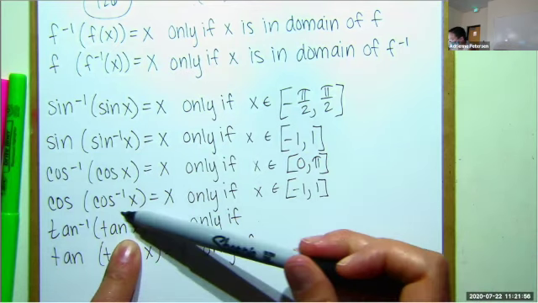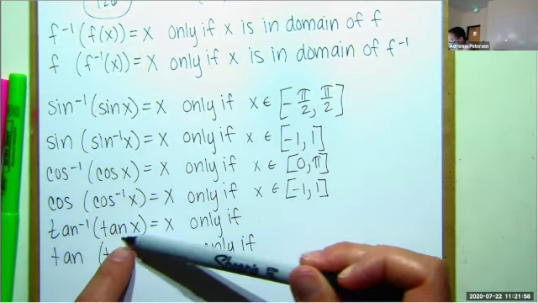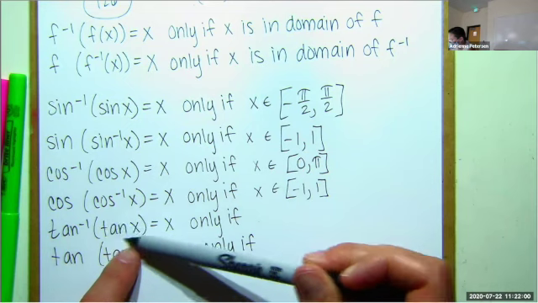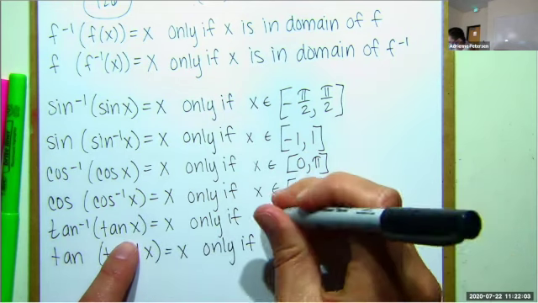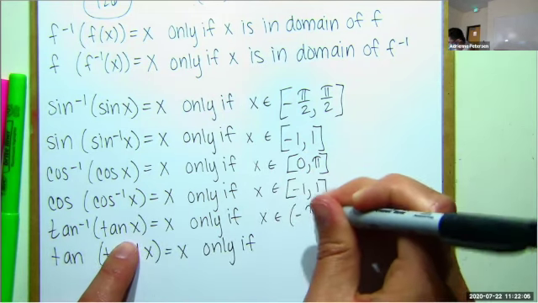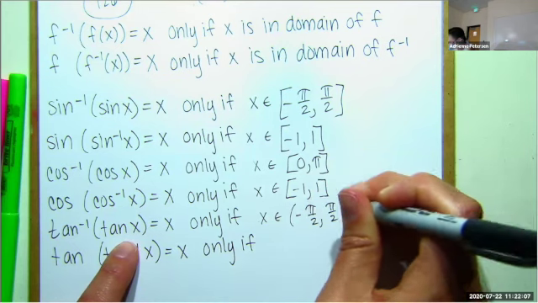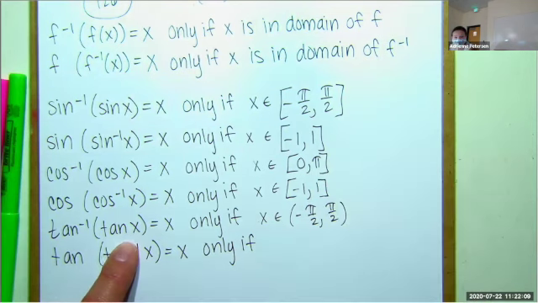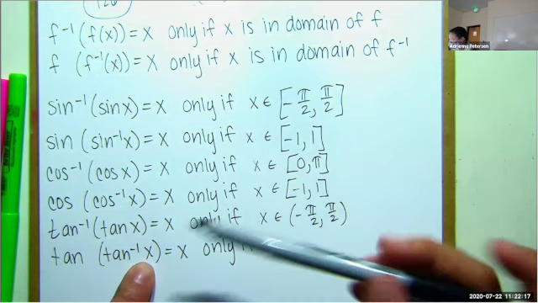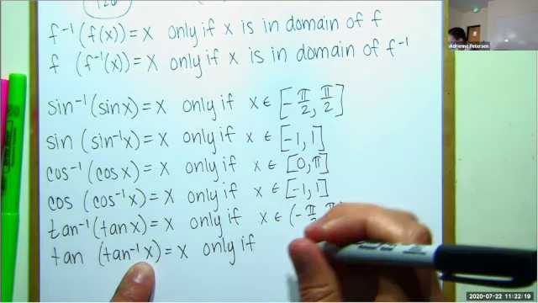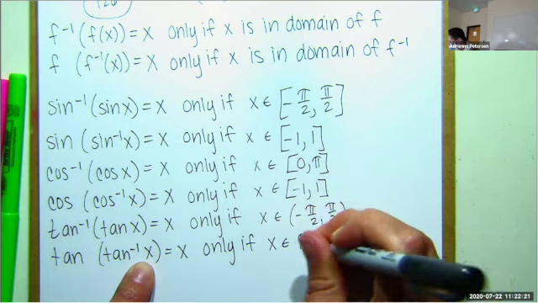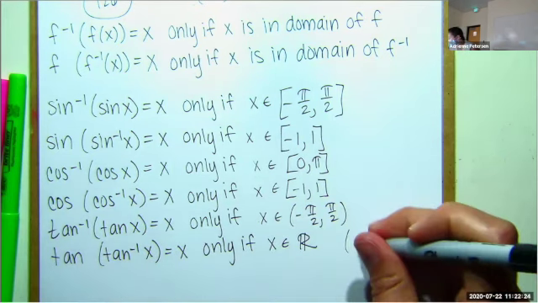Here, this is only true if our input is in the allowed input, the domain, of tangent, which was from -pi/2 to +pi/2, not including the endpoints because it was undefined. Here, for inverse tangent of x, our domain for inverse tangent is the range of regular tangent, which was all real numbers. So this should always work.